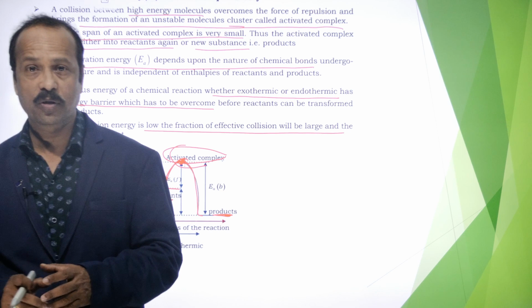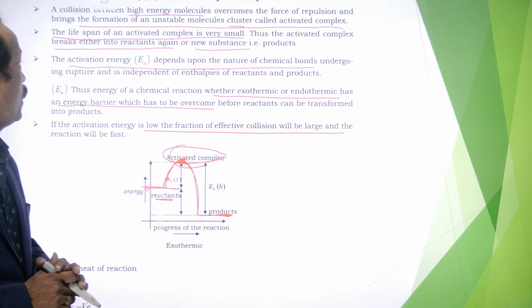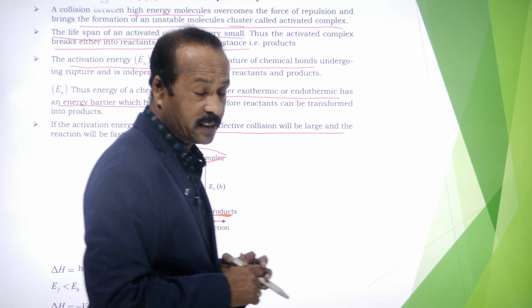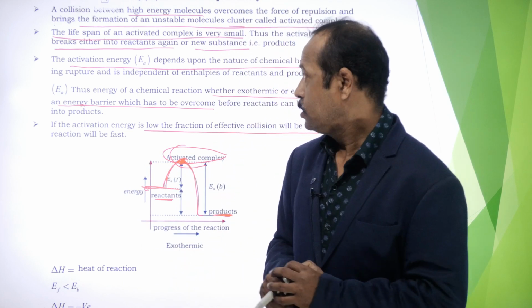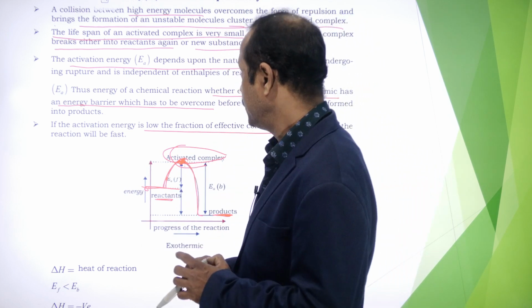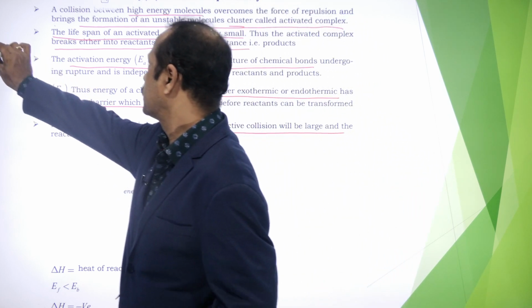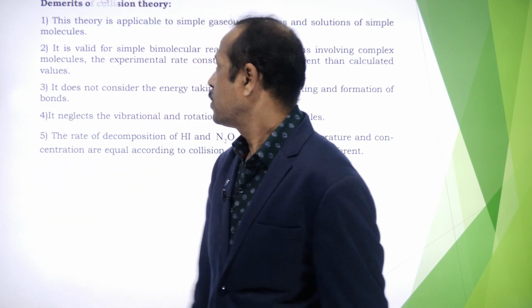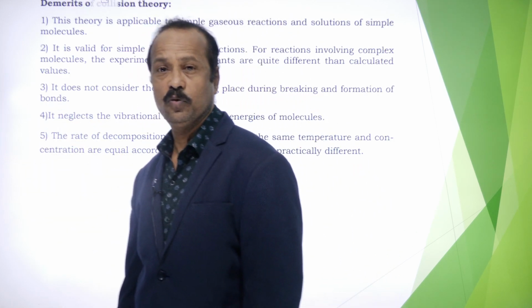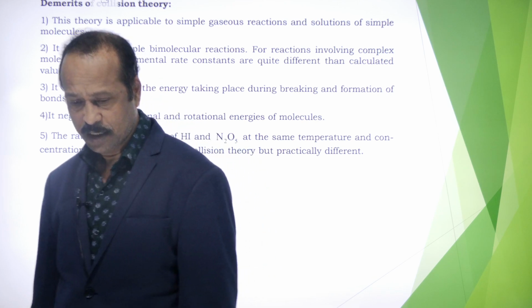So that is about the activated complex theory, students. So this is the activated transition state theory. Now, last and final one, demerits of collision theory. Just now we discussed the collision theory.